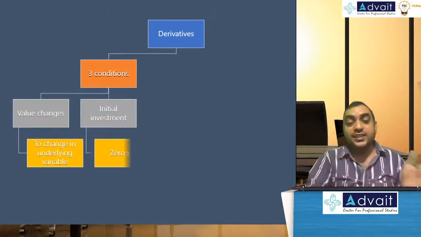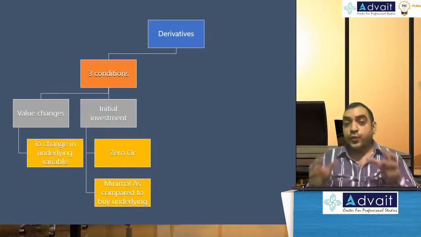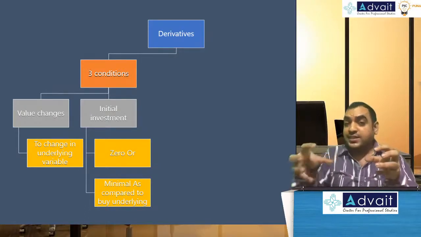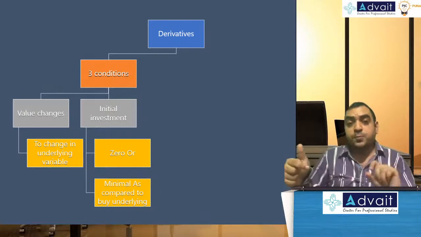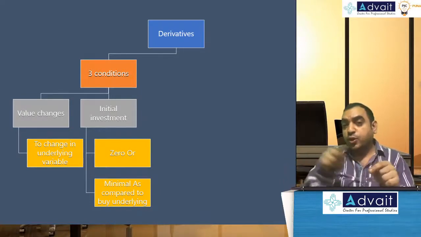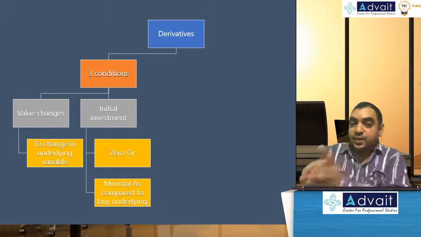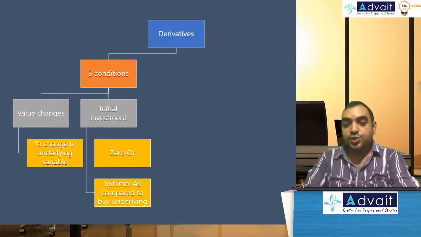Initial investment should be either zero or minimal. So when you compare the option and its underlying asset, share price may be 1000 rupees, but option price will be only 20 rupees. So either it will be zero or minimal as compared to the underlying asset.